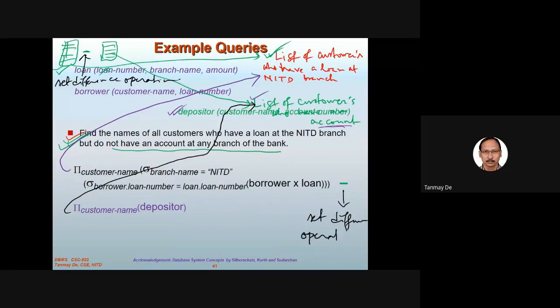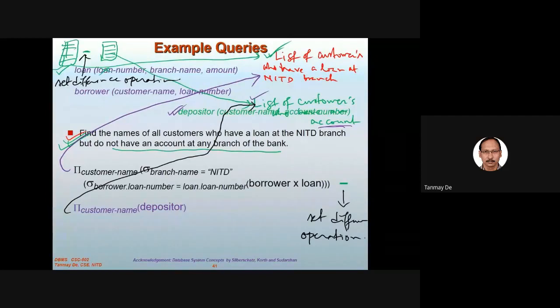Okay. So finally, if we perform the set difference operation, then we get the list of customers who have a loan at NIT Durgapur branch, but not any account at any branch of the bank. And that comes from customer name in depositor, because in depositor there is a customer name.